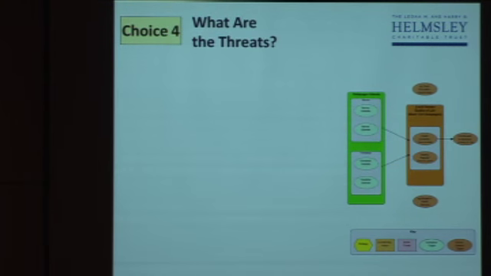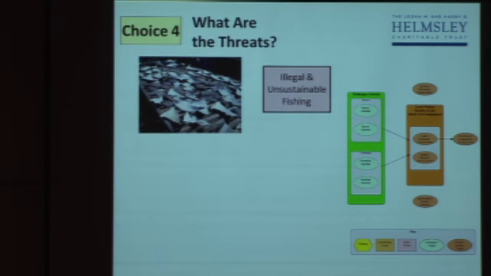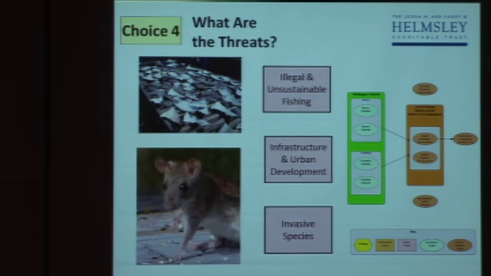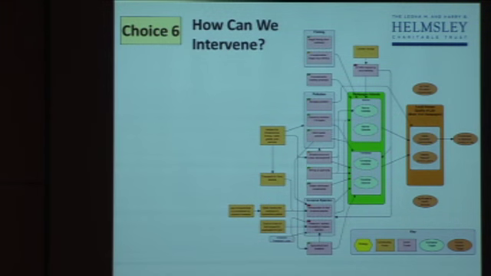Another choice is what are the threats and what are the priority ones? So again, going through that process, we create a model of what we care about and what are some of the problems. Illegal and unsustainable fishing, urban infrastructure and development, invasive species. So again, we're, as a group, saying, what are the things that we care about? And by putting it down on a screen or on a piece of paper, we can then take that to stakeholders and have them help us vet what they think is important as well. So it gets a little more complex.